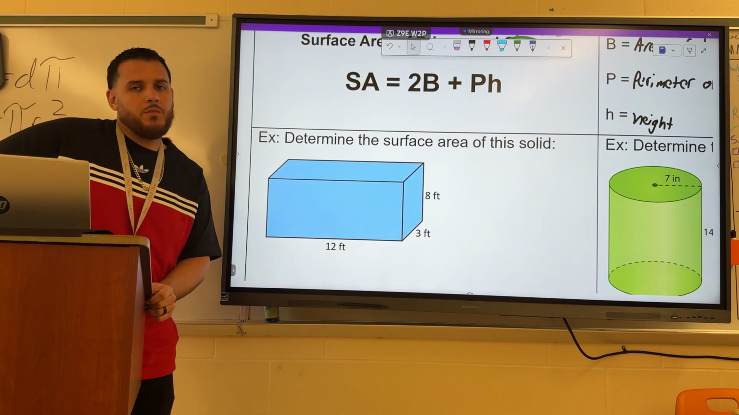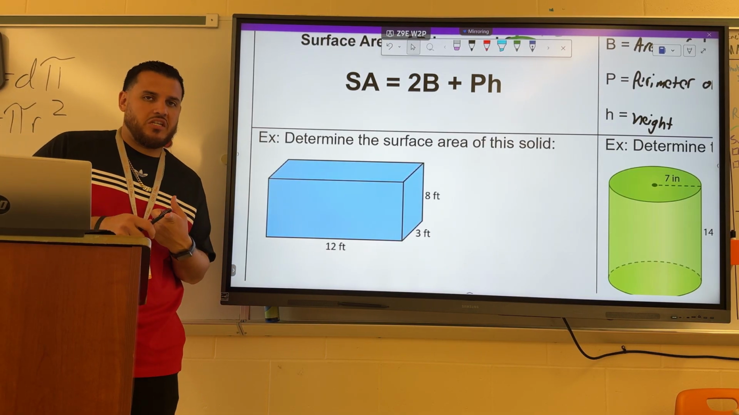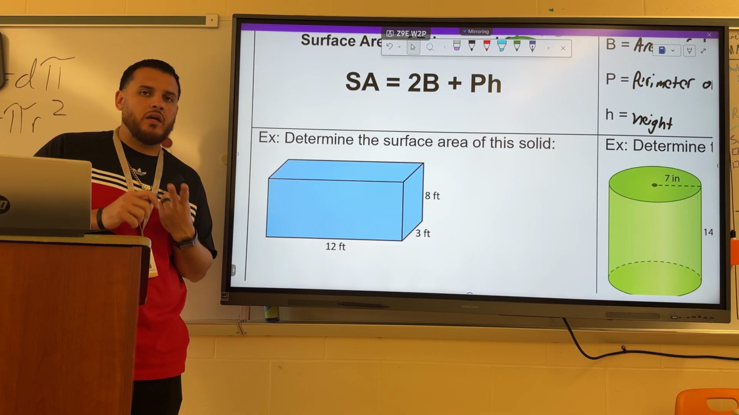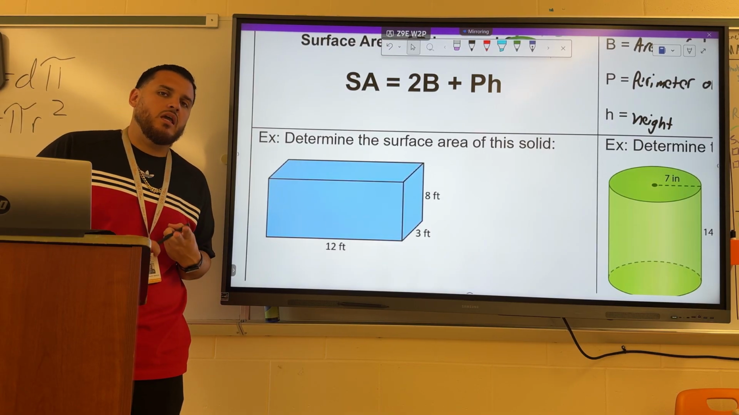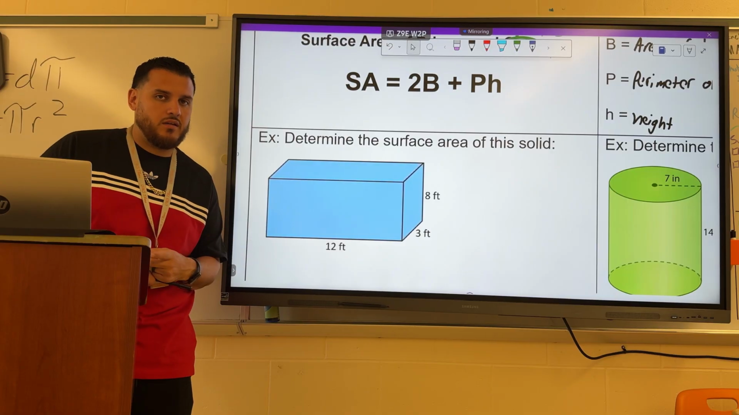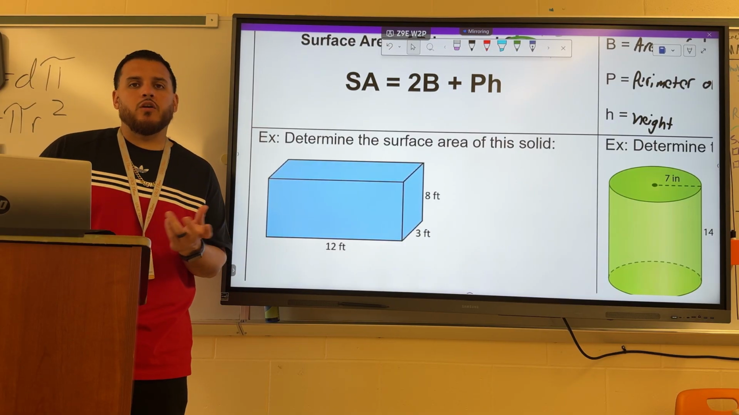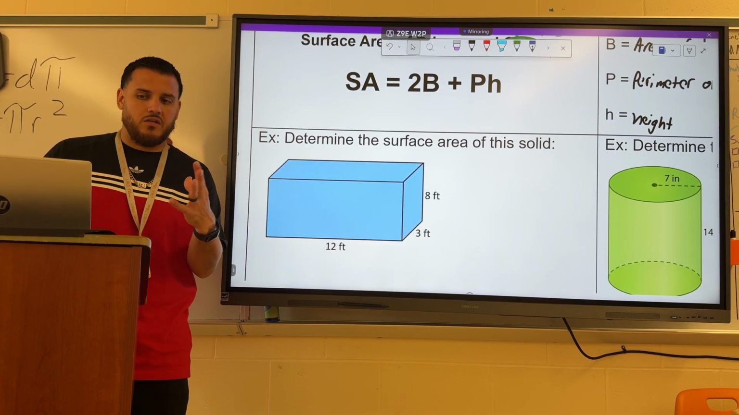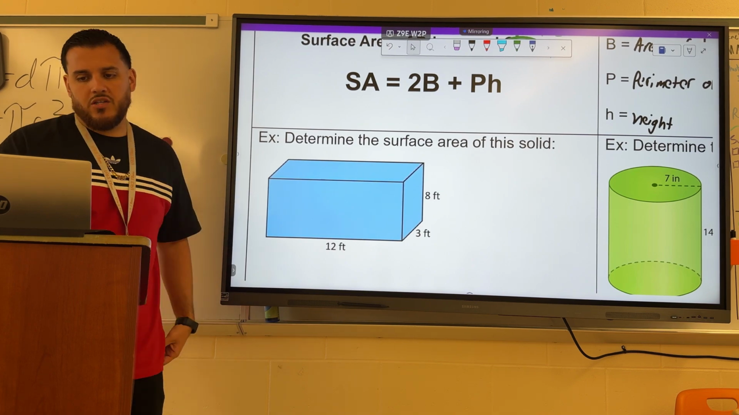As we apply our formula here, the key is going to be visualization and organization. It's what side of your solid is the base, for you to find that base area and that perimeter of the base, and then how you are going to organize your work so it doesn't look crazy and you understand what you're doing when you look back at your examples.